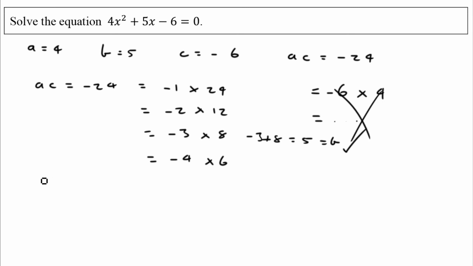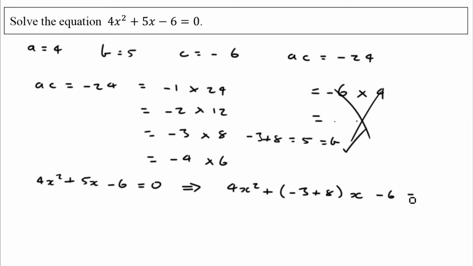The method says we go back to our original quadratic 4x squared plus 5x subtract 6, not forgetting now that we have an equation equals 0. We need to rewrite that as 4x squared plus, and instead of 5x we have negative 3 plus 8 x's, subtract 6 is 0. Then we expand that bracket: 4x squared, subtract 3x, plus 8x, subtract 6, is 0.